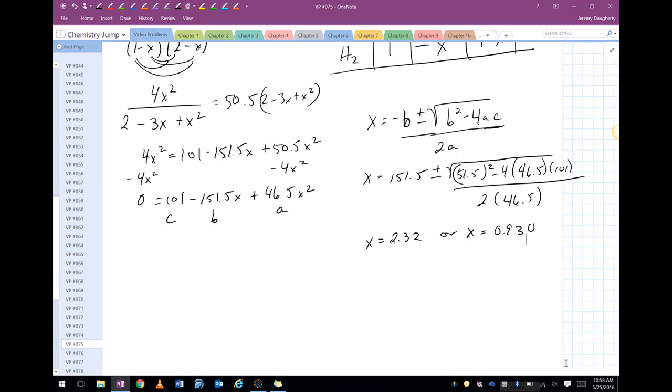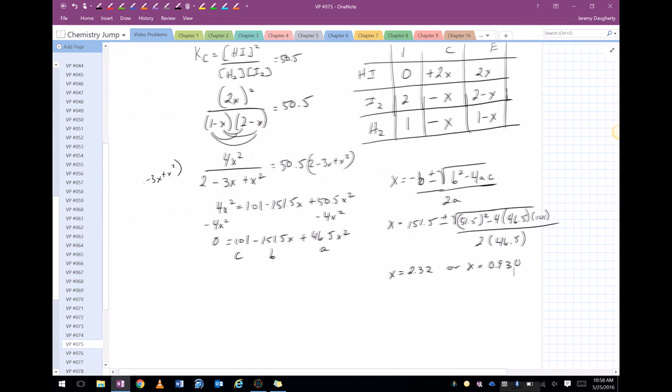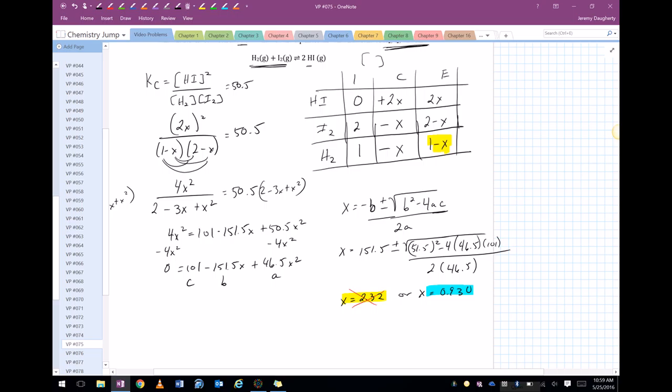So we need to figure out which of these two values is the correct value, and it's pretty easy to do. Let's take this 2.32 first, okay? And we're going to plug it into here. Well, obviously, when you do that, you get a negative molarity. You can't have a negative molarity. So that cannot be the answer. So hopefully, this is the answer, 0.930. So if I plug 0.930 into my values here, I'll get a positive value, positive value, positive value. So my x ends up being 0.930.